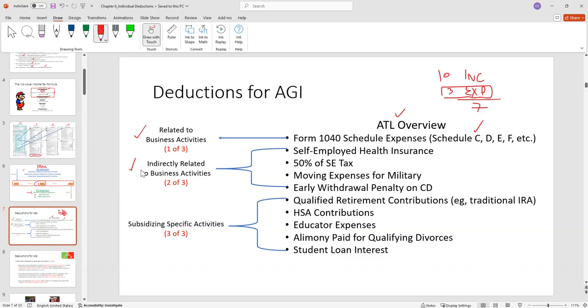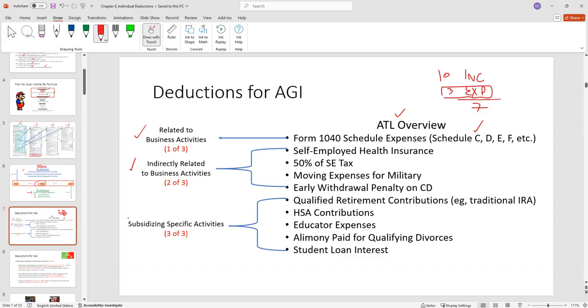These other ones are more what I think of traditionally with above the line deductions. Indirectly related to business activity, so maybe you file that Schedule C, right? You have to pay health insurance. We'll talk about you get a deduction for 100% of health insurance, half or 50% of self-employment tax. Other items here: moving expenses, only if you're active duty military, and early withdrawal penalty on a CD.